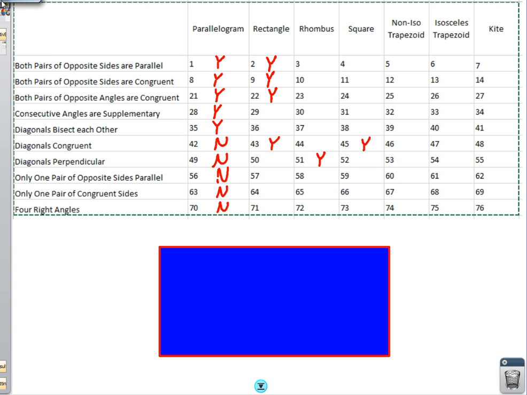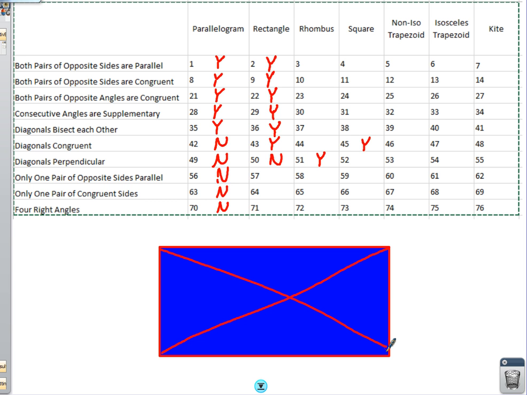Okay, here we go. So now a rectangle. Consecutive angles, are they supplementary? Anybody? Yes. Do the diagonals bisect each other? Yes. Are the diagonals perpendicular? No. Okay, and you can see that if we drew them. If that were a diagonal, the diagonals will not be perpendicular.